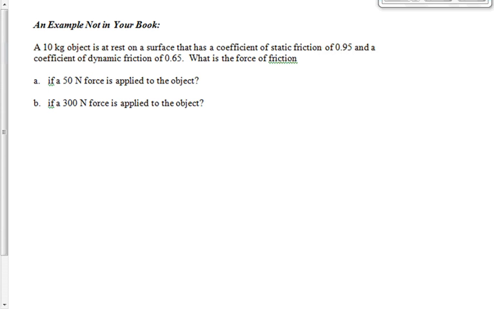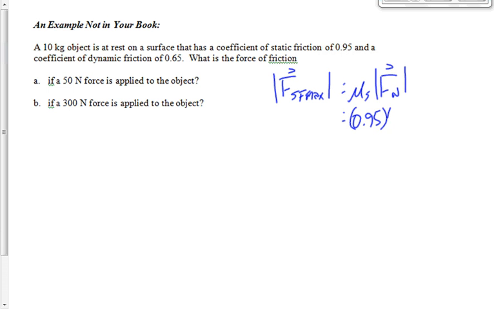If I push on it with 10, I know it's static. If I push on it with 30, I know it moves, and it's got to be kinetic. What we have to do is find for this question the value of the max force of static friction. In other words, what's equivalent to the 20 in the example that I just gave you. How are we going to find the max force of static friction? F_s max is equal to mu static times the normal force. So we're going to say it's 0.95 times the normal force of 10 times 9.81, right? m times g. And when we do that math, we get 93.195, the maximum force of static friction.